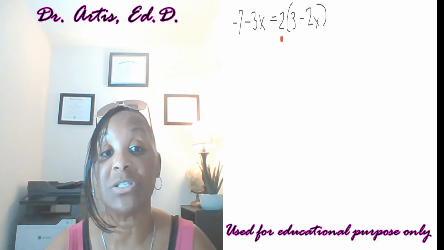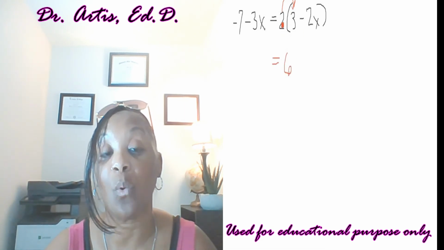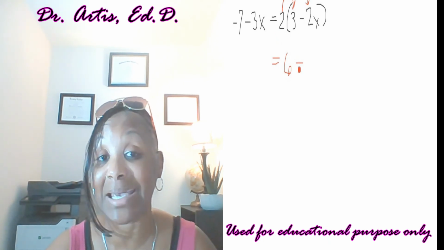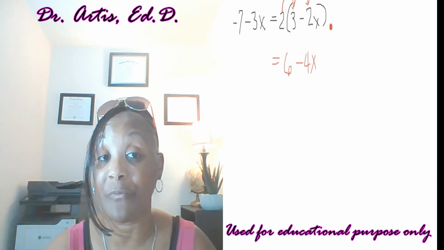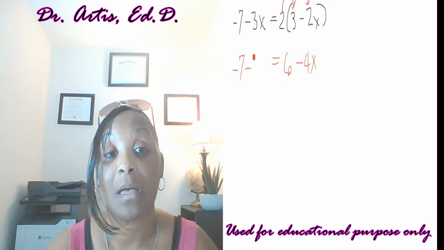So we're going to multiply 2 times 3, which would give us 6. I'm going to put our equal sign here. And then we're going to multiply 2 times a negative 2x, which would give us a negative, because a positive times a negative will always give you a negative. Then 2 times 2 is 4, and we bring down our x. So now we have gotten rid of our parentheses. We can go over to the left side and bring down this expression as well. Negative 7 minus 3x.